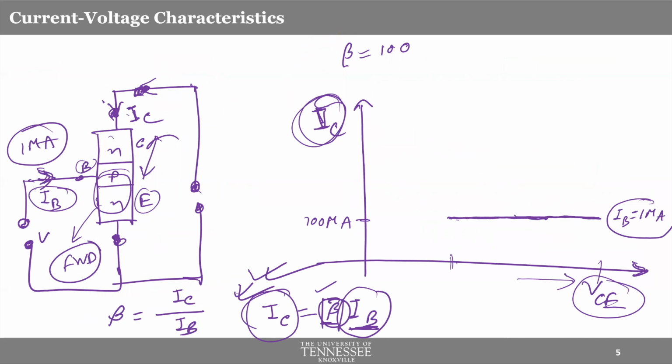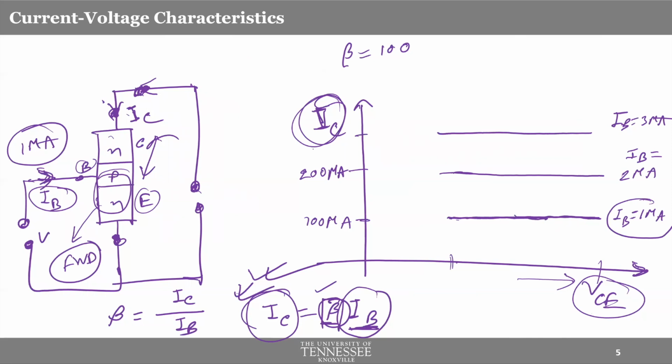Let's take another example. If you increase IB to 2 microampere, for 2 microampere, you will have 200 microamperes of IC, because your beta remains the same. And for, say, IB equals 3 microampere, you have 300 microamperes of IC, and so on. So it's as if with IB, your IC will linearly increase. See, this is more like linearly increasing in steps, keeping the same ratio beta.